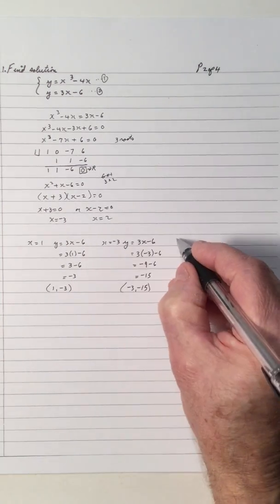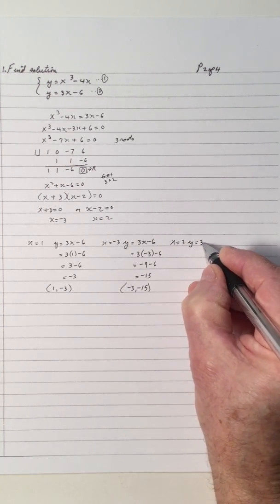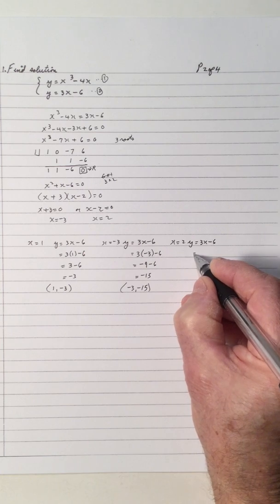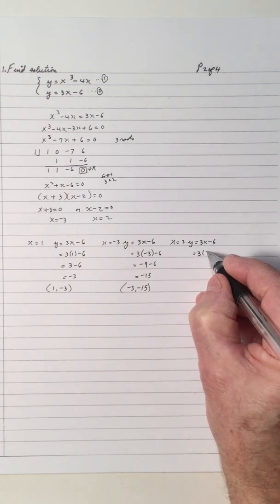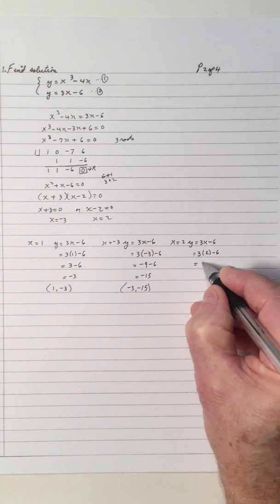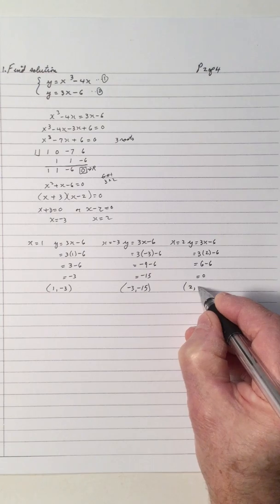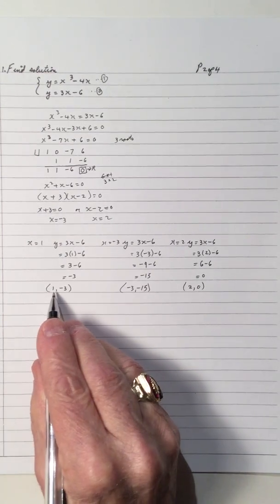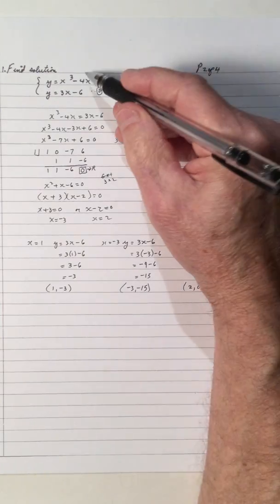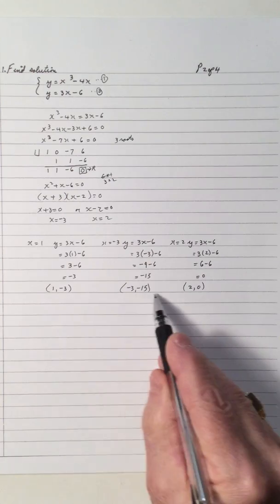And we have x is equal to 2. So when x equals 2, we're going to sub it into the linear again. Put 2 in the place of x. 6 minus 6 is 0. So when x is 2, y is 0. So that's the 3 solutions. That's 3 ordered pairs. So this cubic and the linear will intersect at 3 points, and there they are.